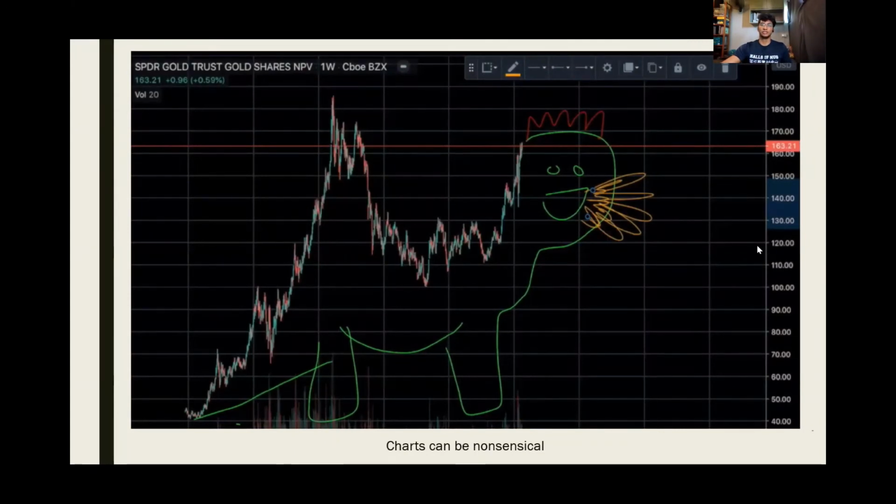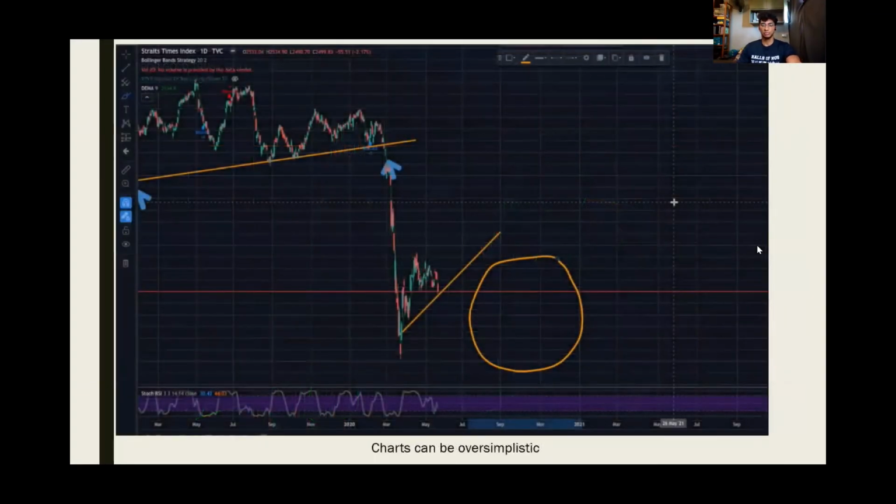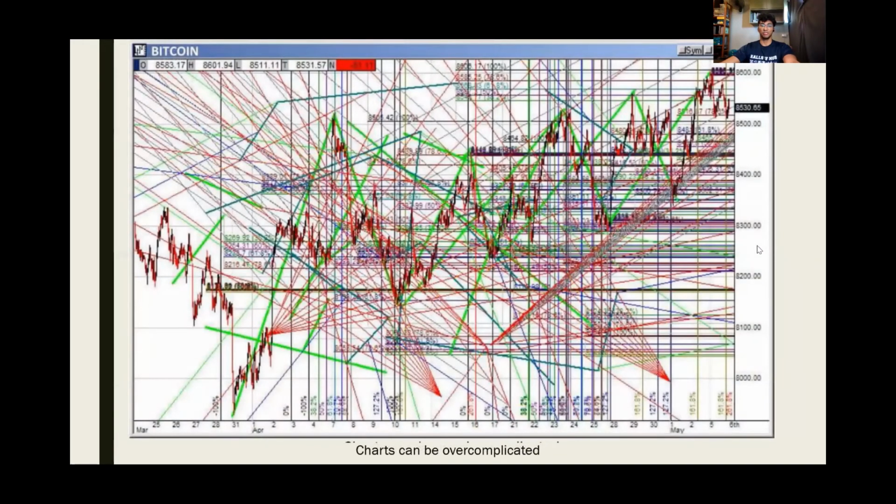So one thing to take note of is that charts can be drawn in a very, very subjective manner. They can be nonsensical, they can even be overly simplistic, because what looks like a perfectly normal chart to someone can be drawn in a different way that doesn't really make sense by, for instance, manipulating the various area of value lines that you put on, the different moving averages or the trend lines. So these can have significant differences on how the charts are presented. So beyond that, they can also be oversimplistic, and they can even be overcomplicated where there are just way too many elements going on.